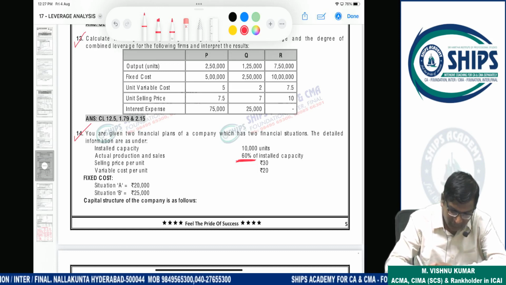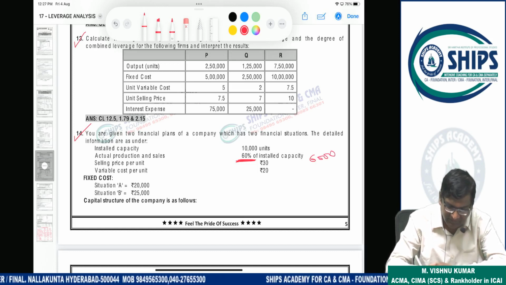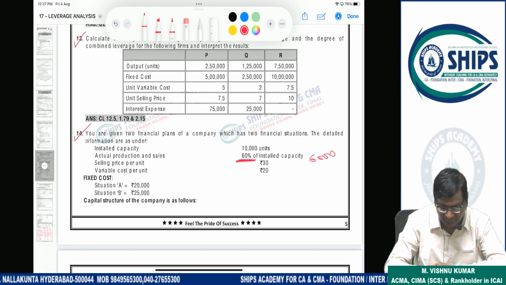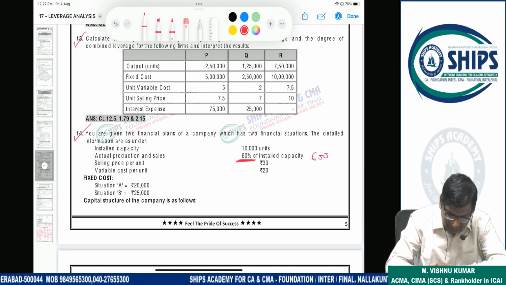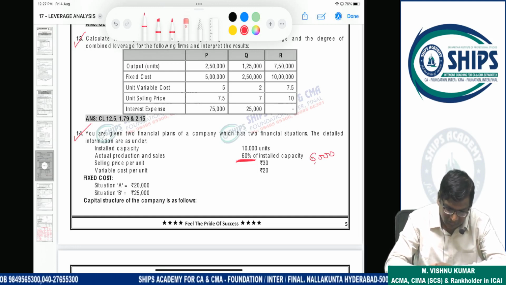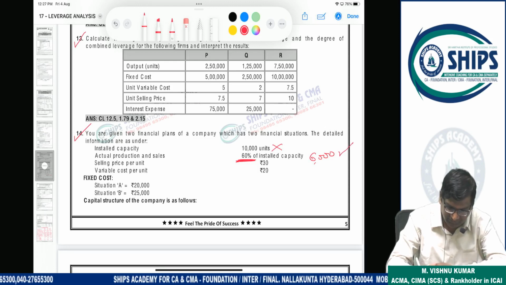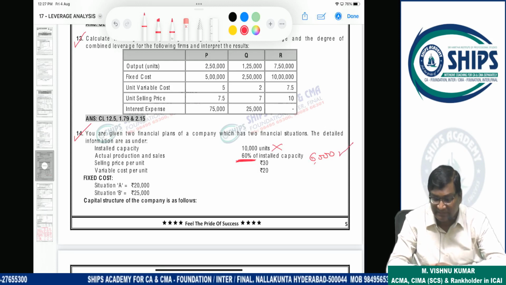It means how many units they are producing? 6,000 and selling 6,000 units. Okay. So their actual capacity is 6,000. Installed capacity is 10,000. So this is not important for you. What is important? 6,000.